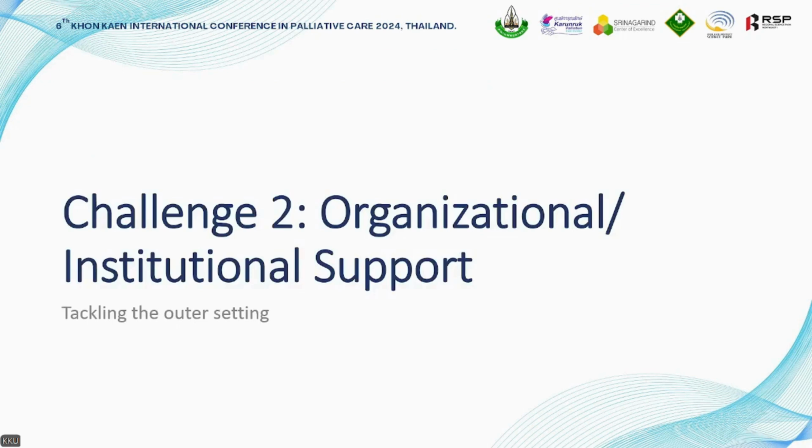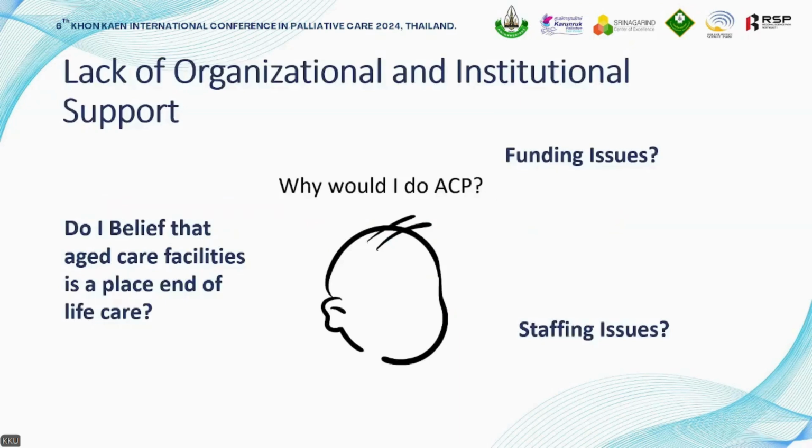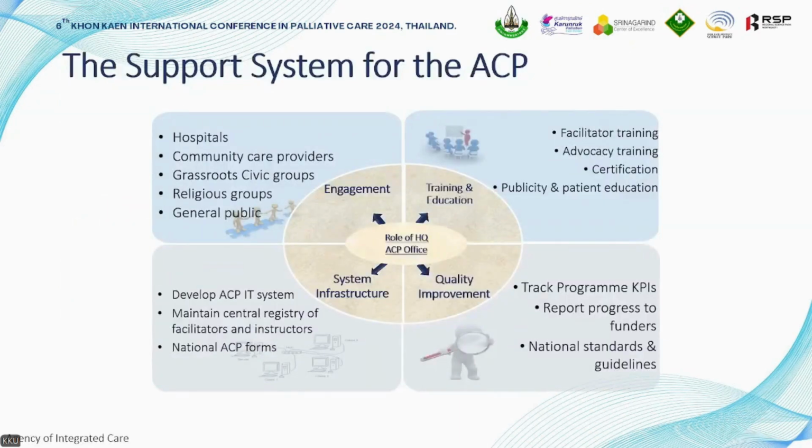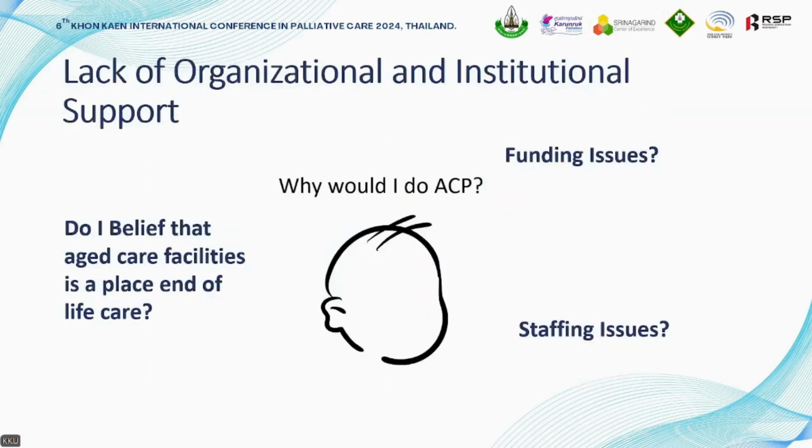The next challenge is the organizational and institutional support for advanced care planning in aged care facilities. If you think of yourself as the manager of an aged care facility, why would you want to do advanced care plan? I already have no money, I have no staff, the government doesn't support me. Why do I want to do advanced care planning? Then most of the nursing home leadership will tell you people who are dying should not be cared for in the nursing home. They should all go to the hospital to receive palliative care. That is exactly what some of our nursing home leaders have fed back to us. And so, in order to change this mindset, we have to create an ecosystem where the advanced care plan is respected and is important.